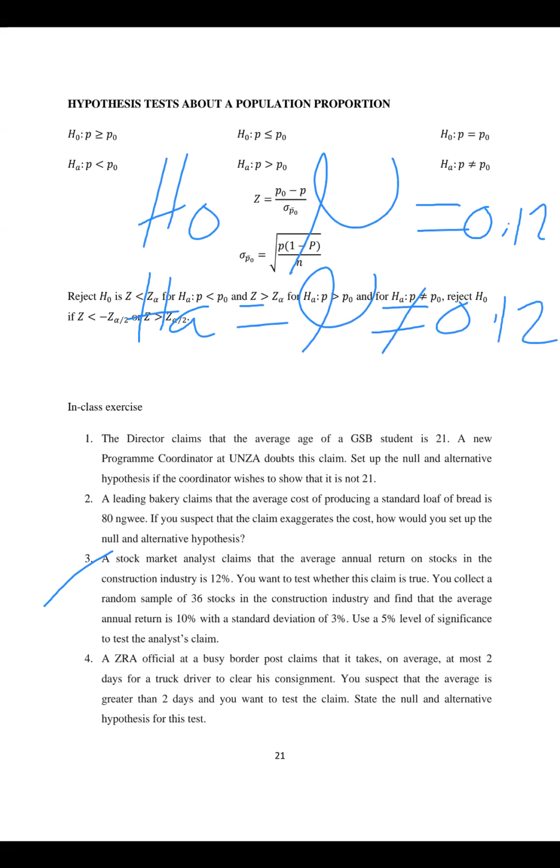Then you need the x bar, which is the sample mean. We are told that you collect a random sample in the construction industry, and you found that the mean, the average annual return, is 10%. So the x bar is 0.10, and the standard deviation is 3%, so the standard deviation is 0.03.